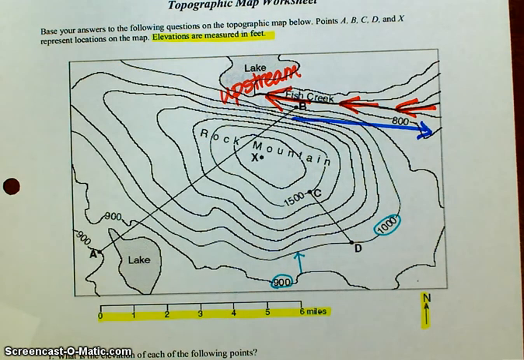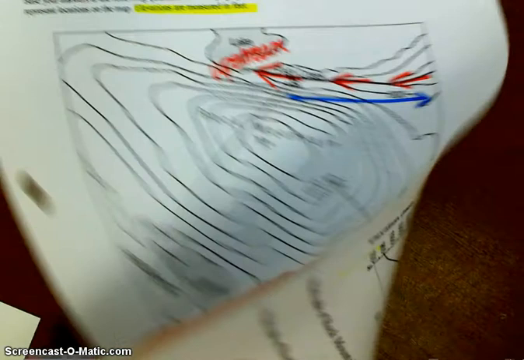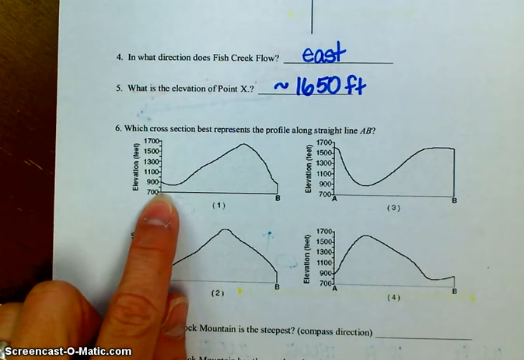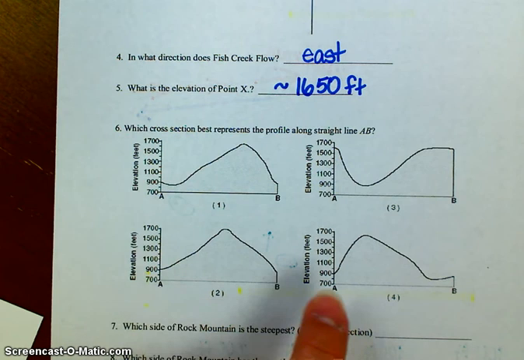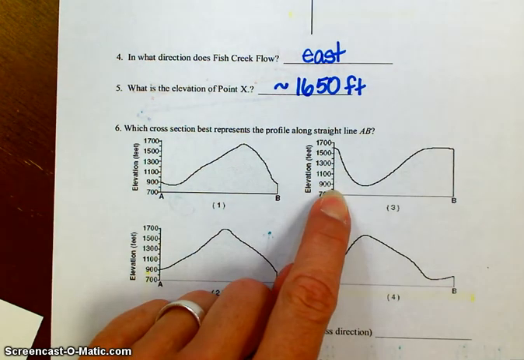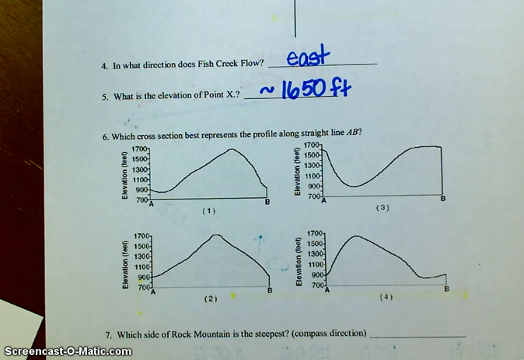So the first thing I'm going to do is I'm going to look at my graphs. This one starts and ends at 900. This one starts and ends at 900. This one starts and ends at 900. This one starts and ends at 1600. So I'm going to eliminate number 3 because the elevations at the start and the end are not correct.